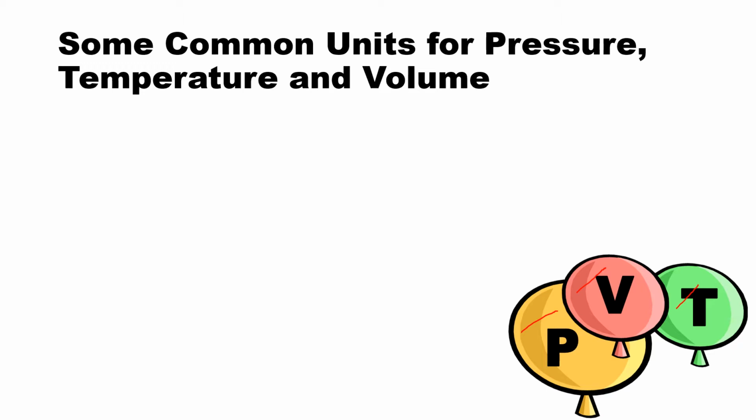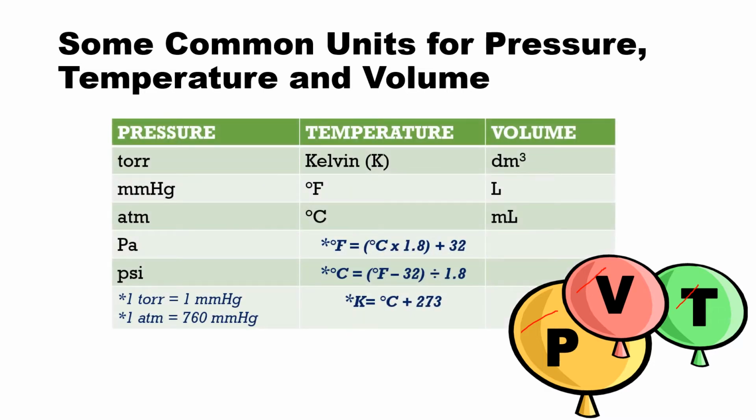I have here some common units for pressure, temperature, and volume that we will be encountering in problem solving later on. For pressure, we have torr, mmHg or millimeters of mercury, atm or atmospheres, Pascal, and PSI or pounds per square inch. I also included here simple conversions for pressure units: 1 torr is equivalent to 1 millimeter of mercury and 1 atmosphere is equal to 760 millimeters of mercury.